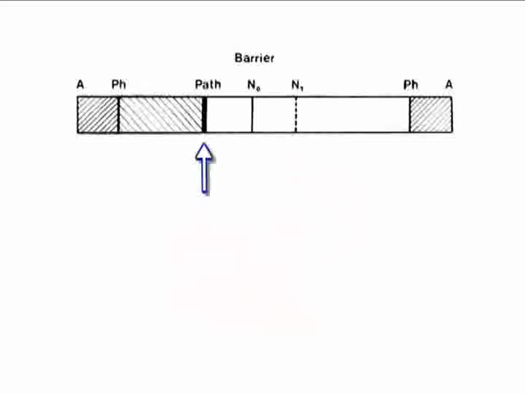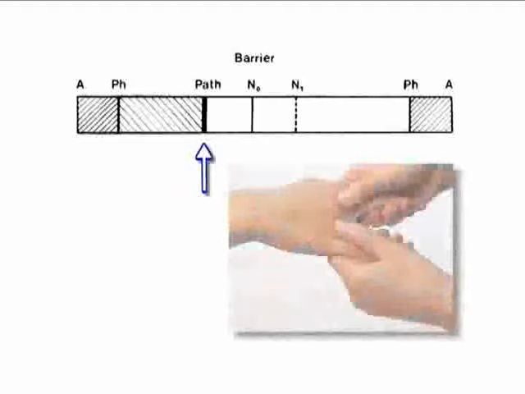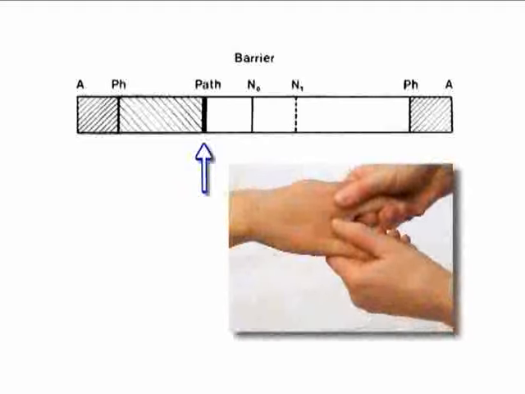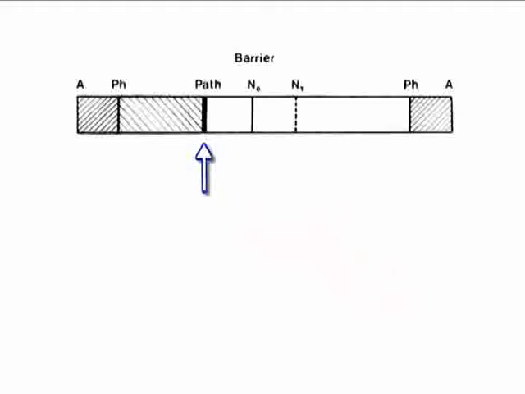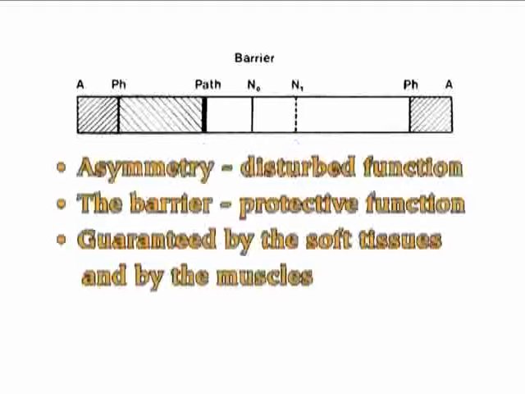If function is disturbed, we diagnose a characteristic pathological barrier. It restricts movement, does not easily give, and springs very little. It can be found in one or several directions. It can even cause a change in the neutral point, producing asymmetry of movement. Therefore, asymmetry is a cardinal sign of disturbed function. The barrier has a protective function, guaranteed by the soft tissues, by the muscles in the first place.